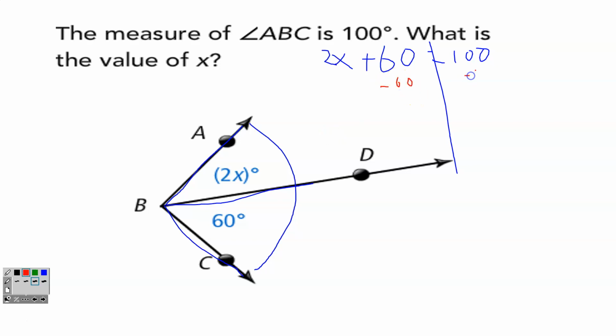Subtract 60, so we're going to get rid of the number that does not have a variable. That gives me 2x left on this side and 40 on this side. So now I'm going to divide both sides by 2. And the value of x, 40 divided by 2, is 20. So there you go. So again, remember, when they're adjacent, when they're next to each other, you add them together, just like what we did up here, to get the total measurement.